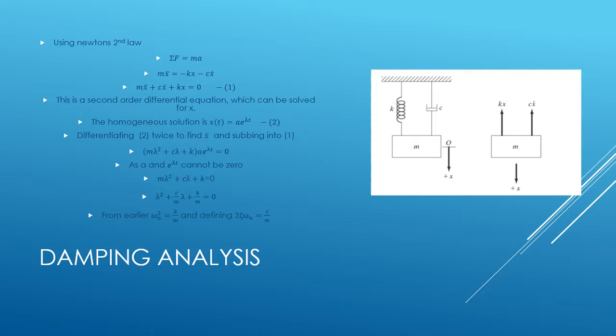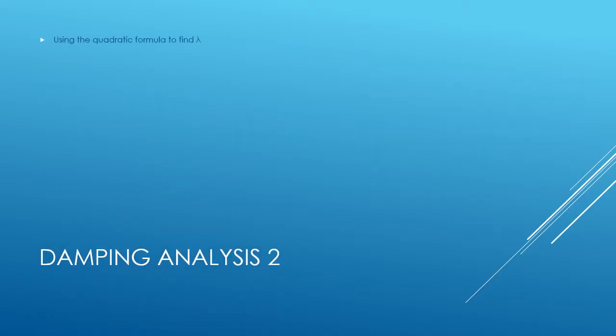Then to simplify things a bit more, we use the relationship that the natural frequency squared equals the spring constant on mass, and we define a new parameter zeta, where 2 zeta times the natural frequency equals the damping constant divided by mass. So when we substitute all of them in, it's a much nicer looking equation. We can find lambda easily, so using the quadratic formula, we can easily find lambda here.